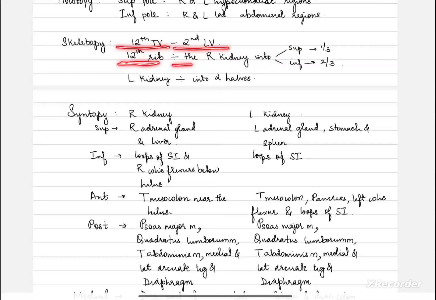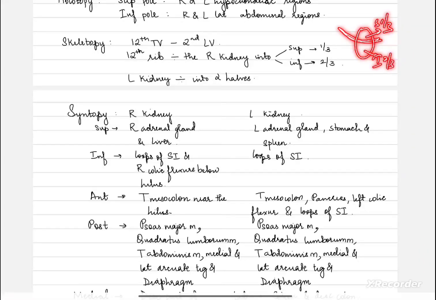The 12th rib divides the right kidney into superior 1/3 and inferior 2/3. And the left kidney is divided into two halves.